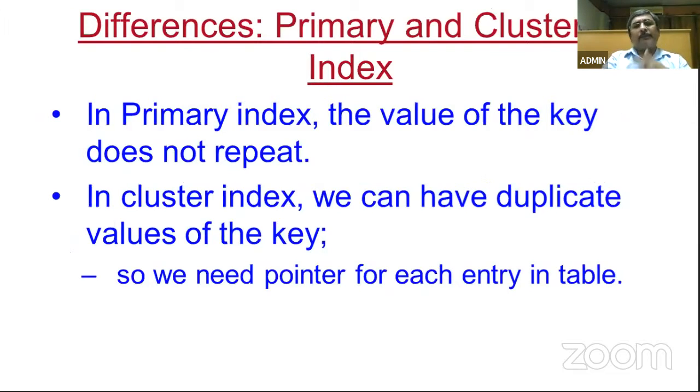The differences, as I told you: in primary index, the index key or the search key on which the data is sorted is the primary key, and therefore the key values do not repeat. But in clustering index, typically the key on which it is indexed or sorted is not a primary key, and therefore most often you will find duplicate records with the same key value. And therefore, you need pointers. We'll have an example.